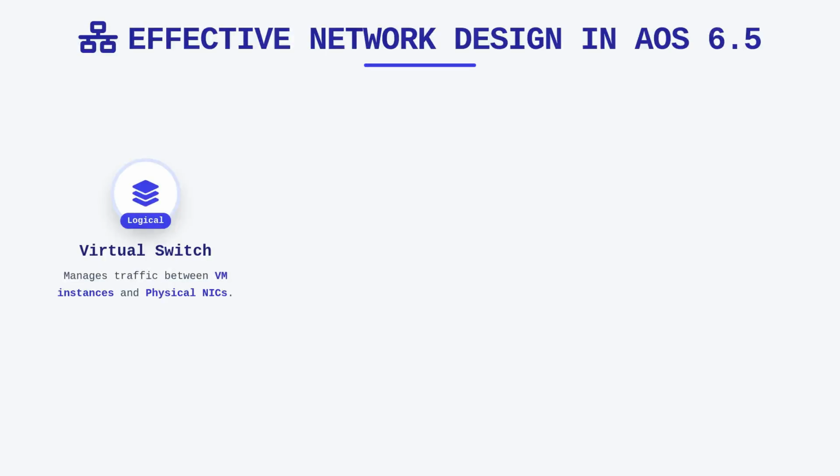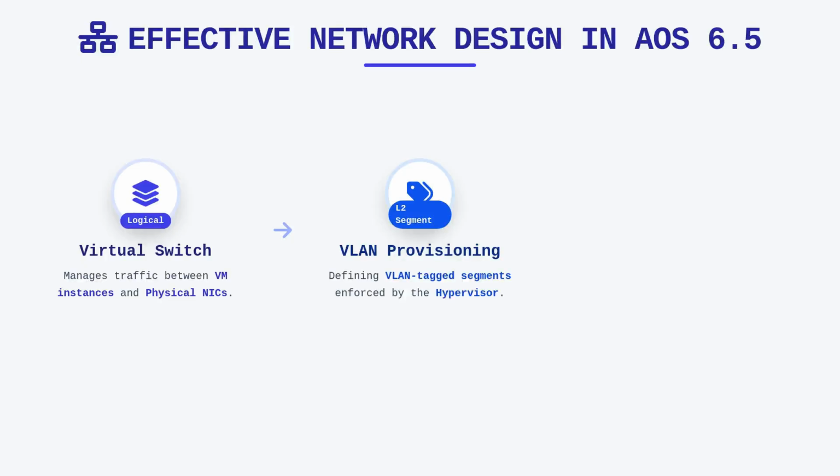Effective network design begins with the logical abstraction provided by the virtual switch. In AOS 6.5, the virtual switch handles the traffic flow between virtual machine instances and the physical network interface cards. When you provision virtual networks, you are essentially defining a VLAN-tagged Layer 2 segment that the hypervisor enforces.